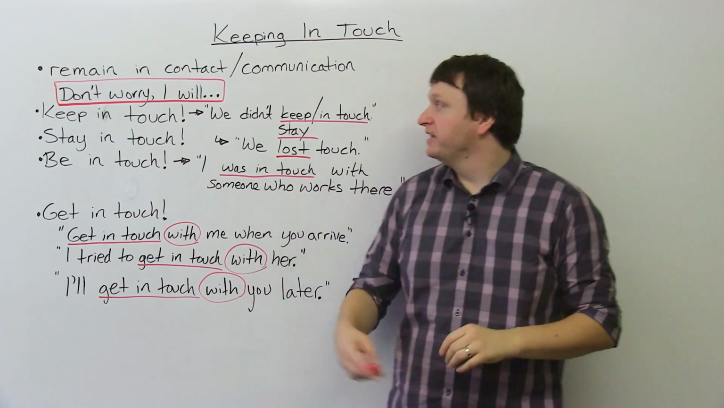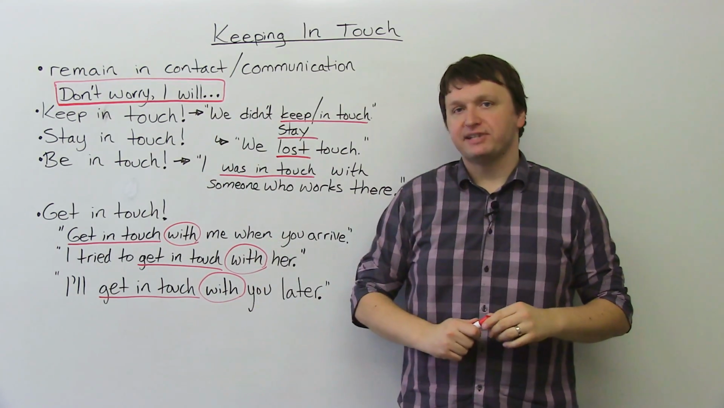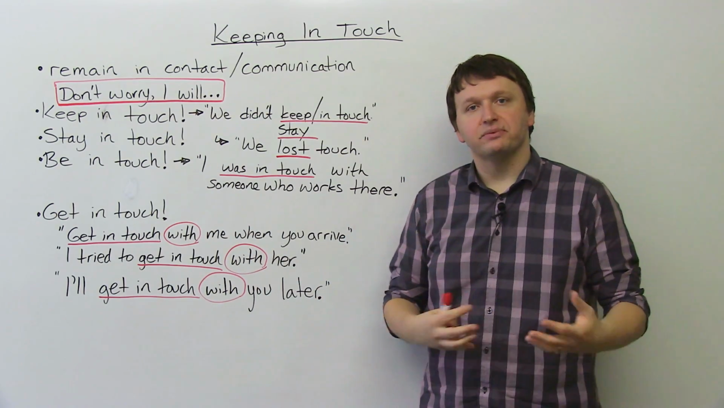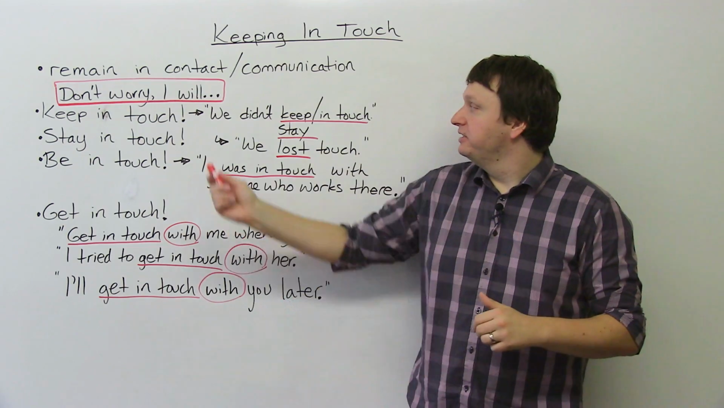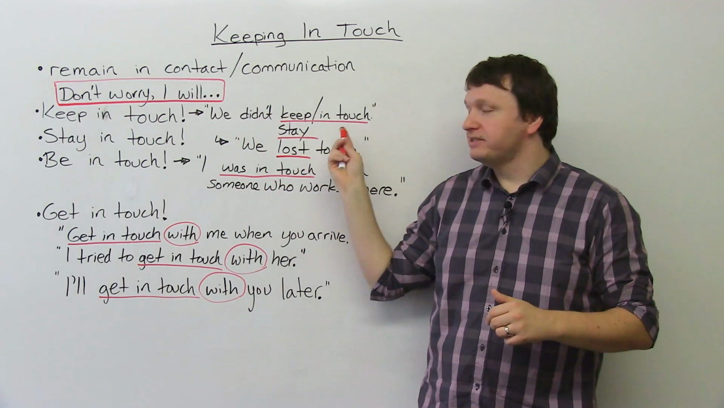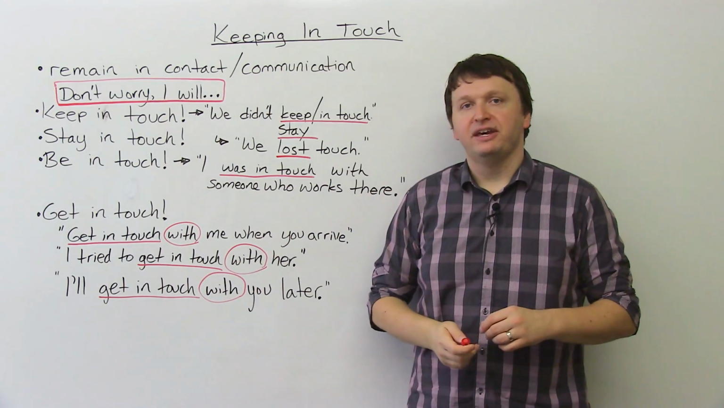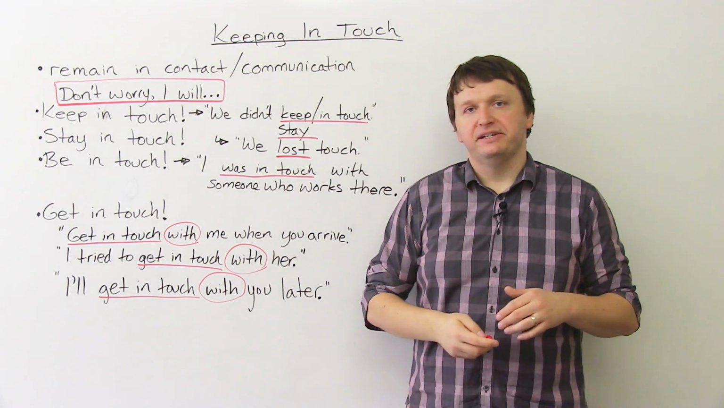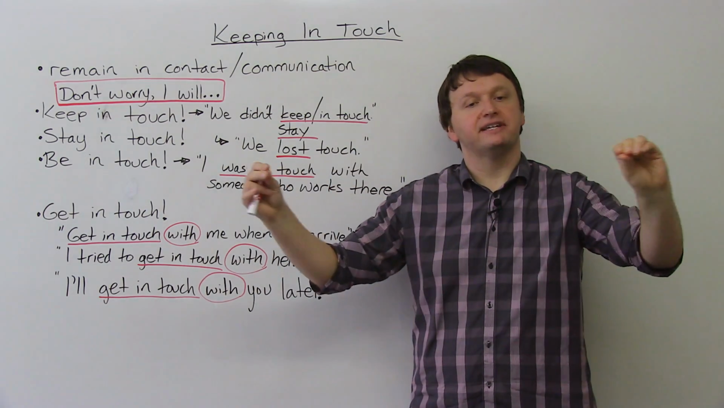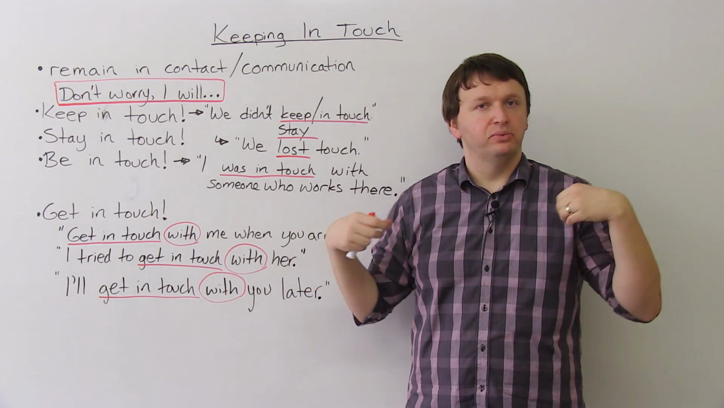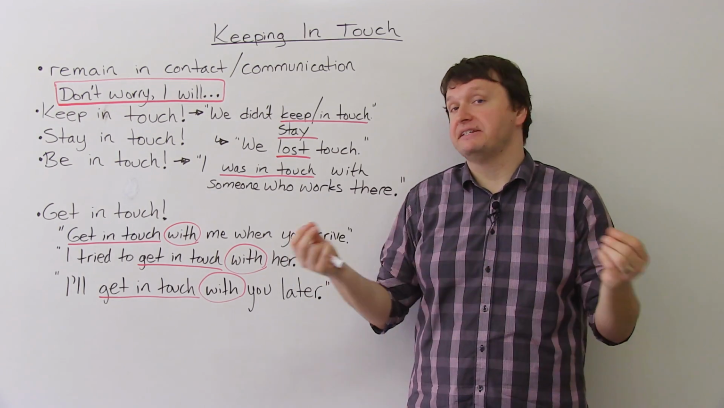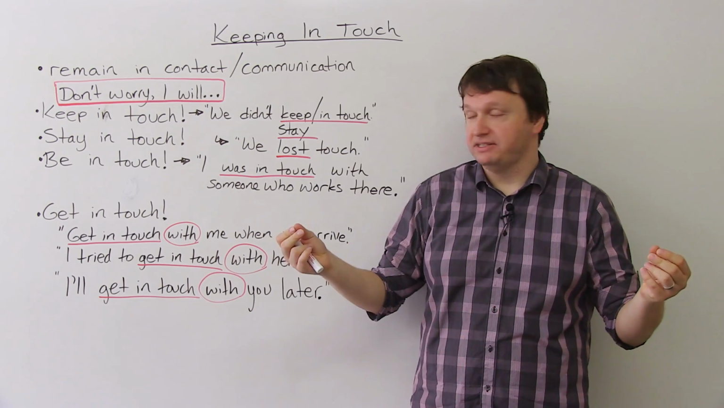Stay in touch. Let's look at some example sentences of different ways and different tenses we can use these phrases in. So we didn't keep in touch. We didn't stay in touch are both possible. And what you mean here is you had a friend and maybe you lost contact with the friend and you want to communicate that we lost contact. We didn't stay in touch. We didn't keep in touch.